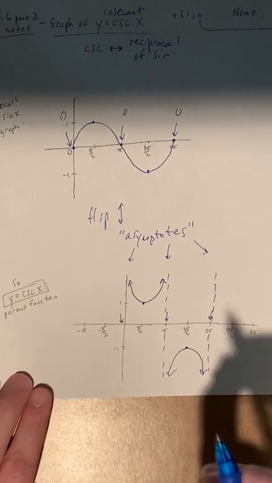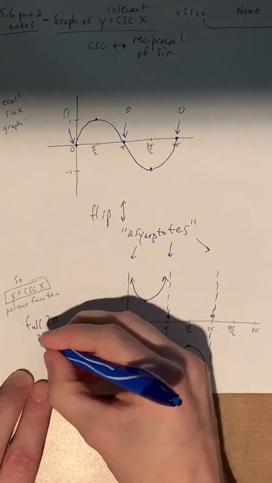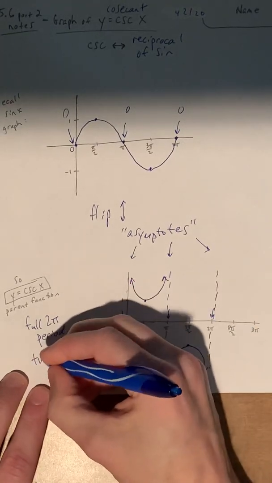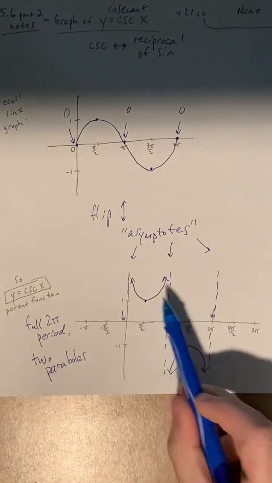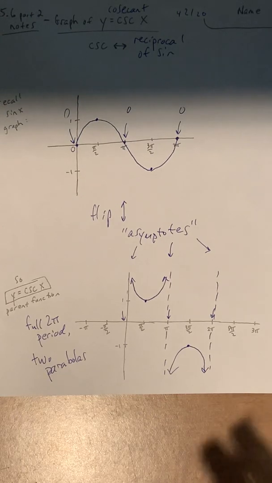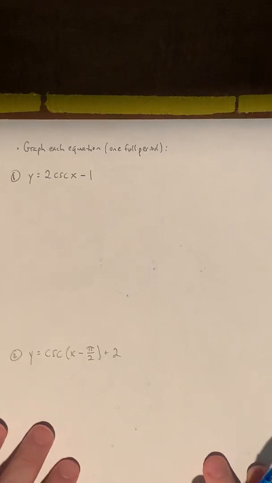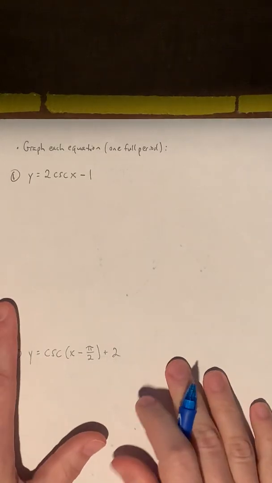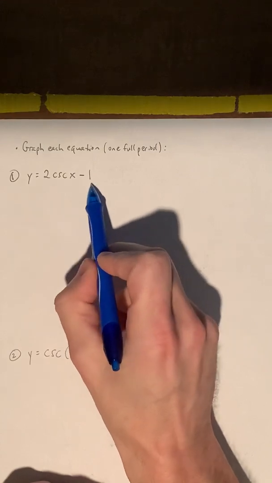All right, now, a couple things to remember. Your period or full cycle is still 2 pi. And remember that you have 2 parabolas for all these. Okay, one opening up, one opening down for your cosecant graphs. Okay, and you have to have your asymptotes. All right, so let's go ahead to number 1. We're going to graph each equation, 1 full 2 pi period. All right, so let's look at number 1. We have y equals 2 times the cosecant of x minus 1.